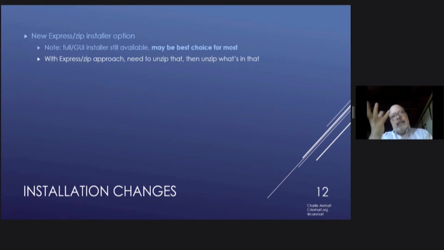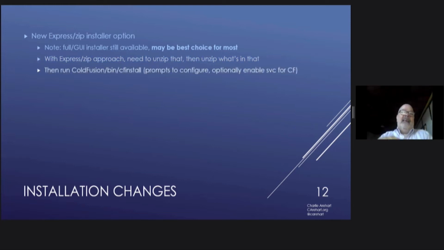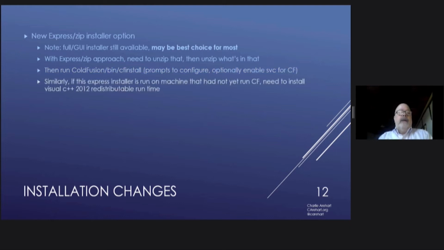So with that zip, you would just go to the Adobe website where they have these things, and you would download the zip, and you'd unzip that zip, and then inside of it there's another zip. You unzip that. And then there's a cfinstall .sh or .bat file. That cfinstall is in the ColdFusion bin of that zip. And it then prompts you to configure some things that have to be done, like accepting the license agreement and optionally enabling a service and some other stuff. So I'll leave you to check that stuff out on your own.